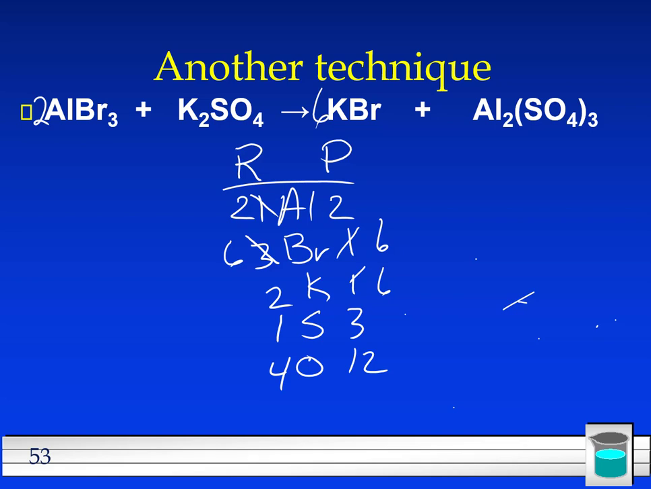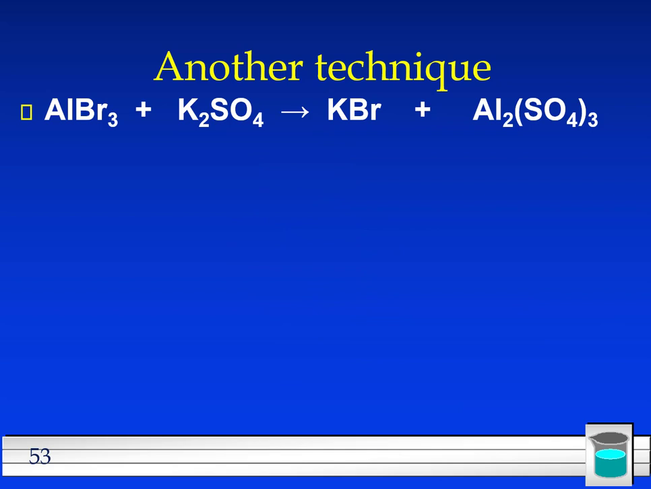Now I need to fix the K over here, so I have to put a 3 here. That gives me 6 Ks, 3 S's, and 12 Os. Okay. We still get there. 2, 3, 6, 1. So the new way.